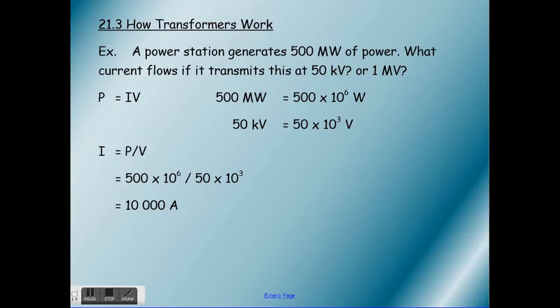So M means 6 zeros. M is 6 zeros, K is 3 zeros. If we remember from math class, changing units, the only one that wasn't there before is mega. So that's just 6 zeros.